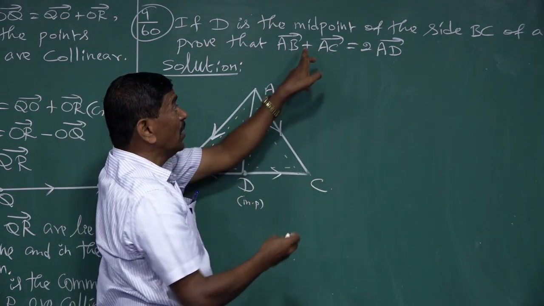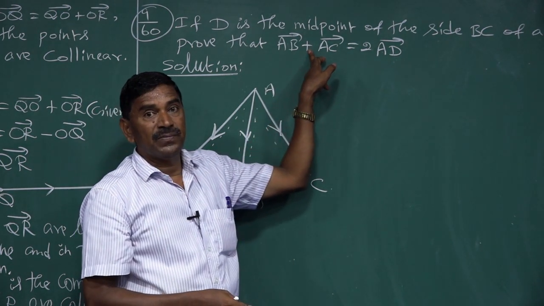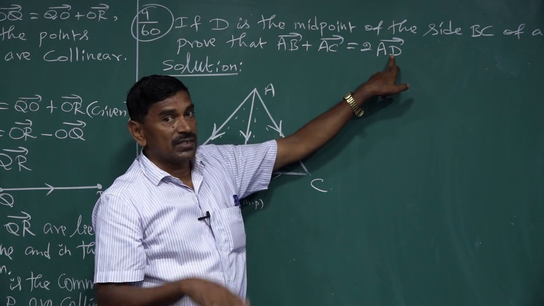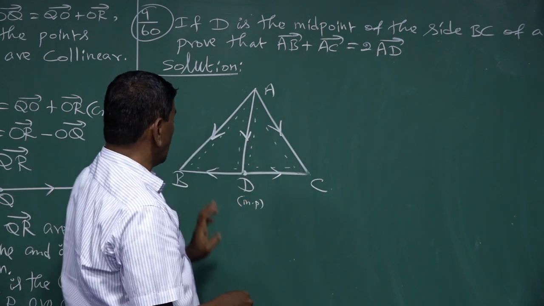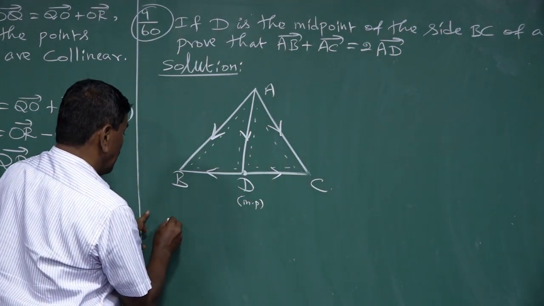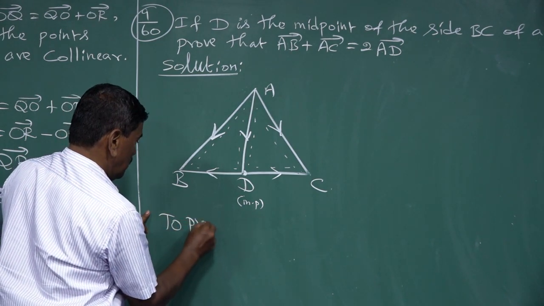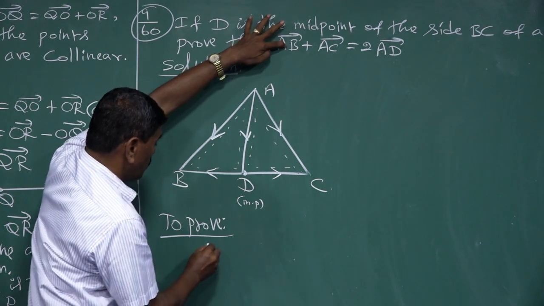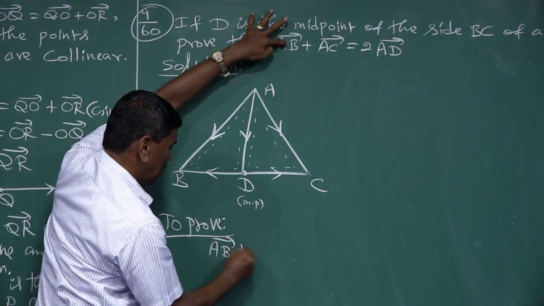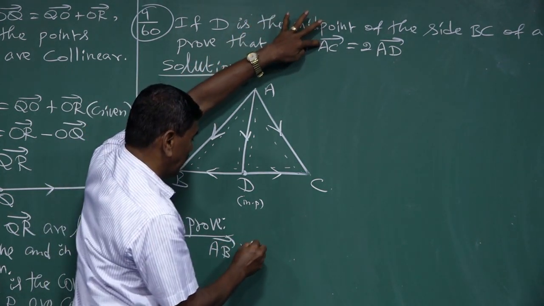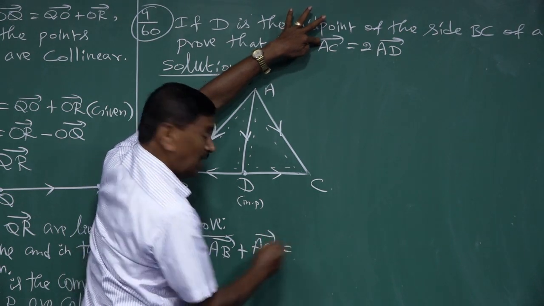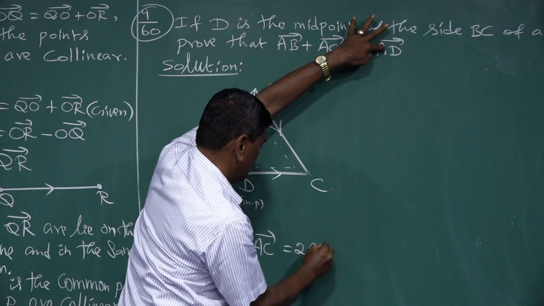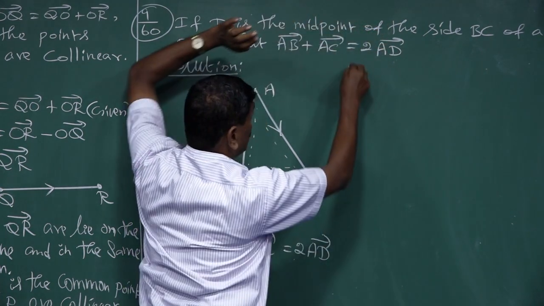Now do I want to add or subtract? Yes, I want to add. Adding 1 and 2, we get the required result. Okay. Now, below the diagram, write the to prove. What do we want to prove? Yes, we want to prove AB vector plus AC vector is equal to twice of AD vector. Yes, this result I want to prove.